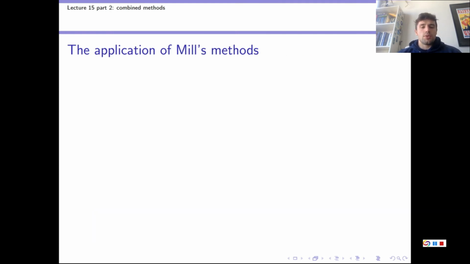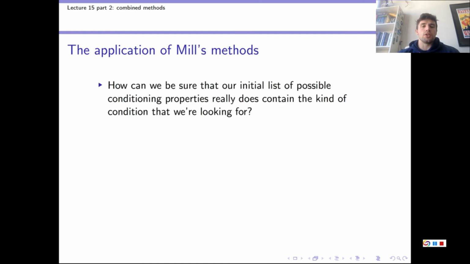So, just before we finish, notice again that what we've concluded in the example we've just looked at is something of the form, if any of the possible conditioning properties are necessary and sufficient conditions for E that are also present in an occurrence of E, then such and such a property is that necessary and sufficient condition. Now, I've said this after all the examples we've seen over the last 3 videos too. The important thing is that for Mill's methods, as we've been applying them, to be useful to us, we have to be sure that our initial list of possible conditioning properties really does contain the kind of condition that we're looking for, be it sufficient, necessary, both, and so on.